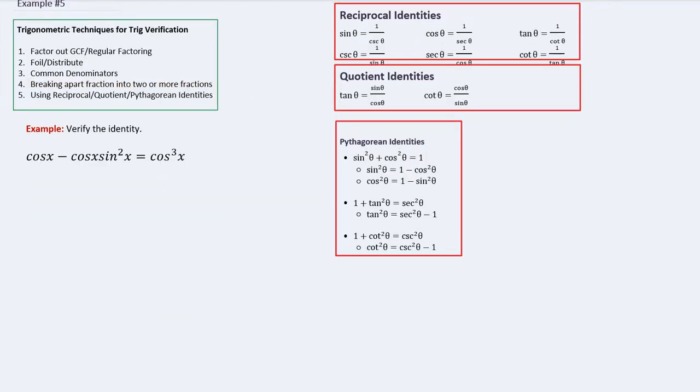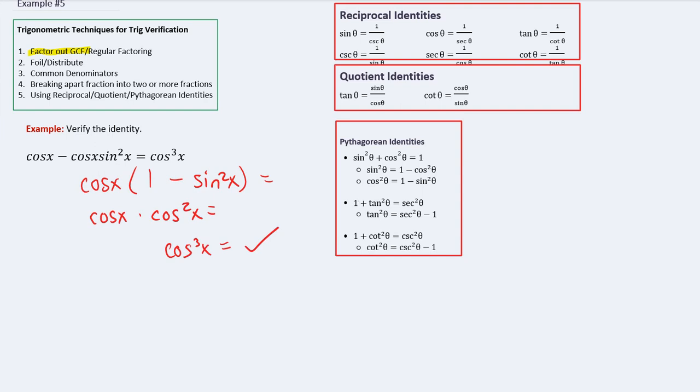Now, in our final one, this says cosine minus cosine sine squared x equals cosine cubed. So if we look at all of our techniques, we could factor out a GCF here. We could factor out the fact that they both have a cosine in common. And if we take out a cosine from a cosine, we're left with a 1, minus cosine from cosine sine squared is sine squared. And then if you think about your Pythagorean identities, 1 minus sine squared is cosine squared. And if we think about our exponent properties, cosine times cosine squared would be cosine cubed.